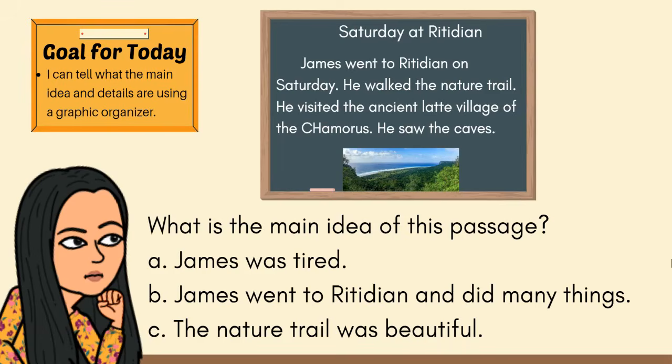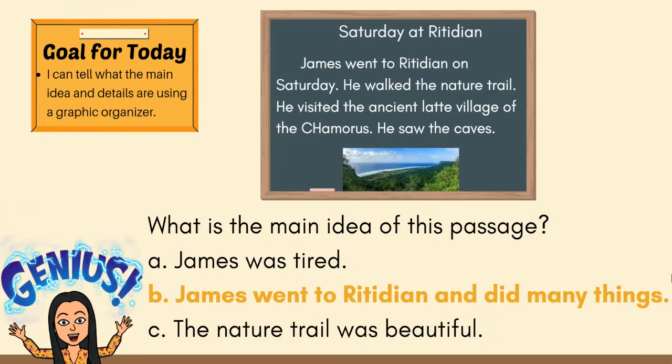Is it A, James was tired, B, James went to Ritidian and did many things, or C, the nature trail was beautiful? Pause this video, figure out the main idea, and when you're ready to find out the answer, play this video again. If you answered B, James went to Ritidian and did many things, your answer is correct.